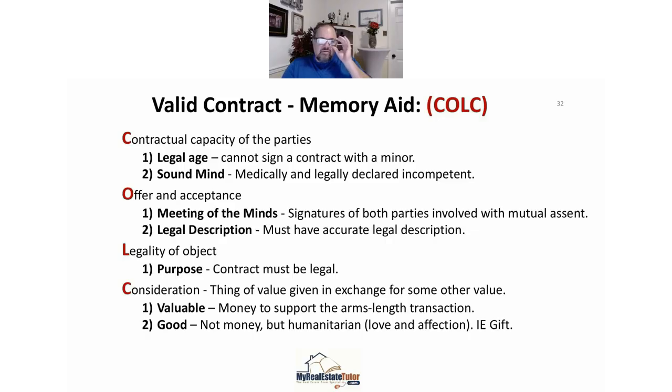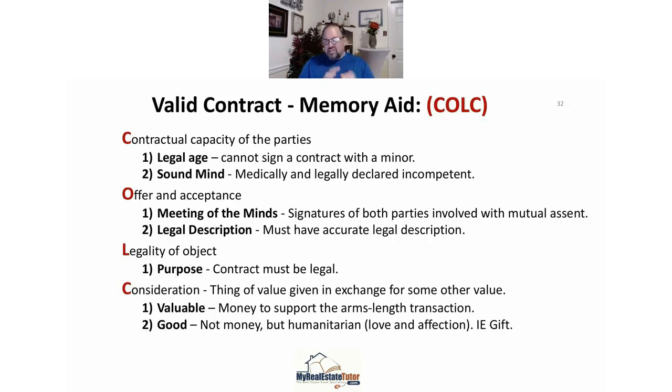Remember the acronym I gave y'all before, COLC, C-O-L-C. You've got to have contractual capacity of the parties: legal age, sound mind. You've got to have offer and acceptance, which is a meeting of the minds, mutual assent or consent, and signatures. You've got to have a legal description of what you're signing for, okay?